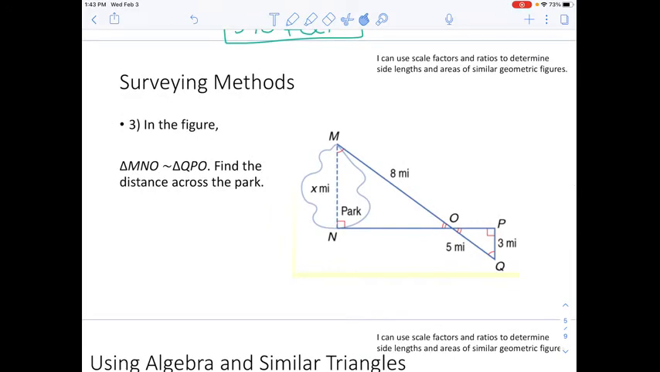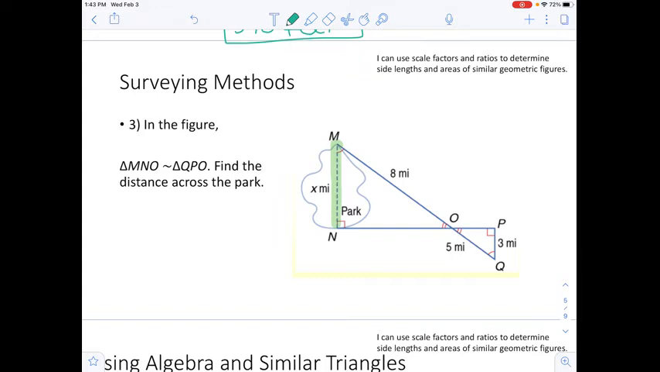Okay, then we get to the super fun problems. This one says, in the figure, triangle MNO is similar to triangle QPO. Find the distance across the park. So our job is to find this distance of MN.